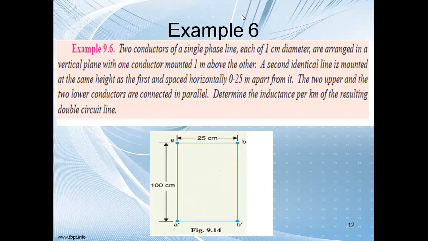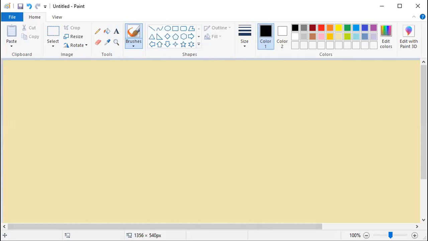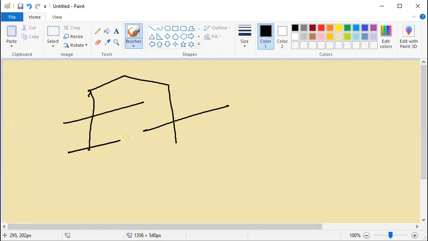I will draw something, then you will understand. The distance of AB will also be the distance of A dash B dash. I am drawing here now. Just see, there is a tower. This is one line, this is another line. This is a tower, this is a tower. Let us say this is your A, this is your B, and this is your A dash, and this is your B dash. Now it is clear?